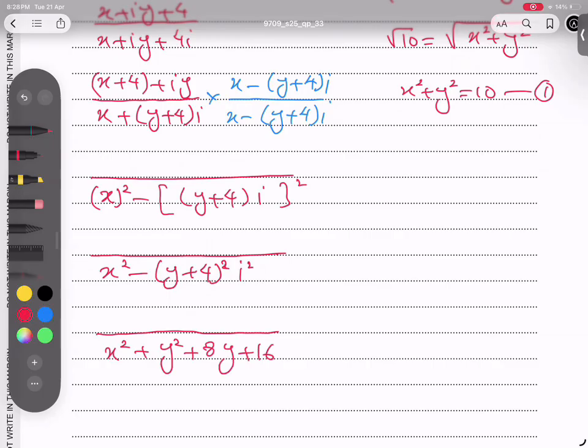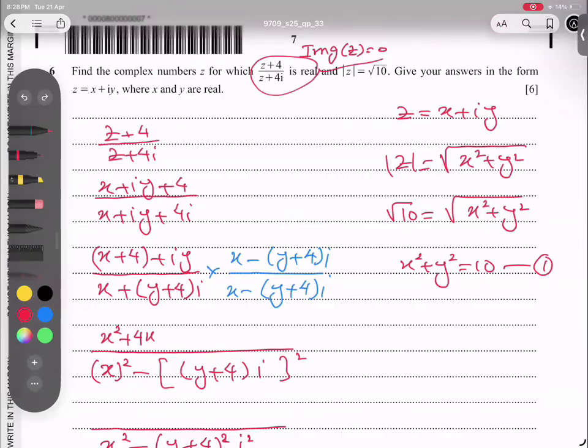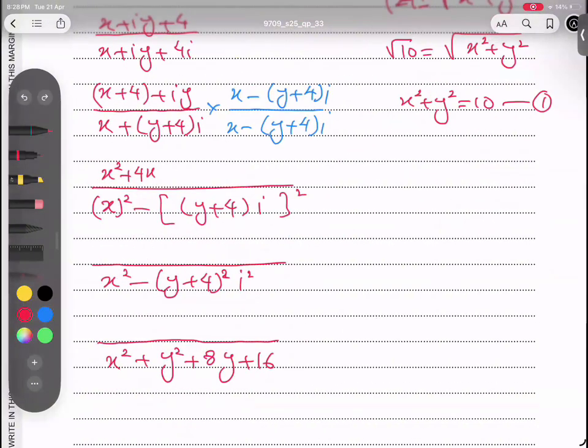Now the upper part, students: how am I going to multiply? x multiplies both, so I get here x square plus 4x. This is done. And what about this part? Because it was said that this is a real expression, the imaginary part is 0. We'll take only the imaginary part equal to 0. This multiplies with this, and this multiplies with this.